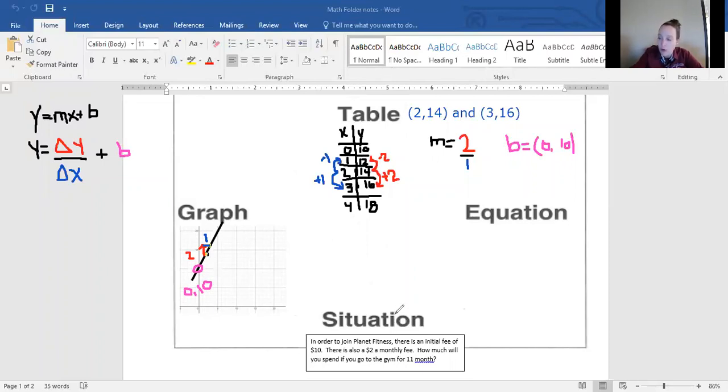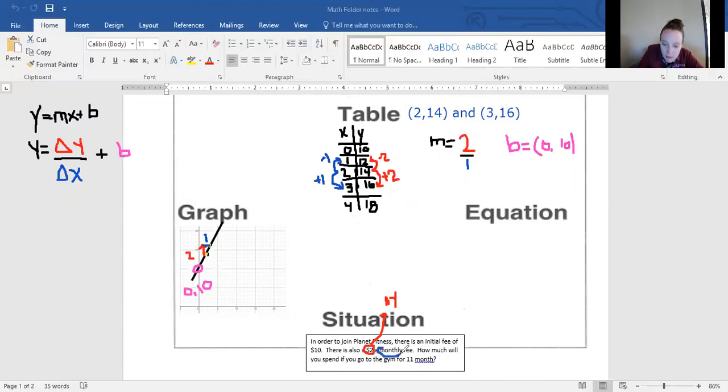So we're looking for our change in y. So $2 per month. There it is. $2 represents our change in y. Take the time, yes please, with your red colored pencil or crayon or marker, highlight that. You have to be able to show where the change in y is in every single picture, graph, table, situation that we give you.